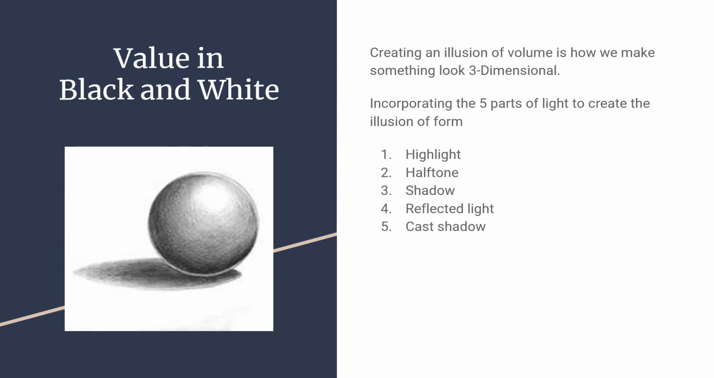So creating the illusion of volume is how we make something look three-dimensional, and we do this by incorporating the 5 parts of light to create that illusion of form. So these are the 5 parts of light, and on the next slide there's an image with all of the pieces labeled. That'll be really important for you to know. But you need to know your highlight, halftone, shadow, reflected light, and cast shadow.